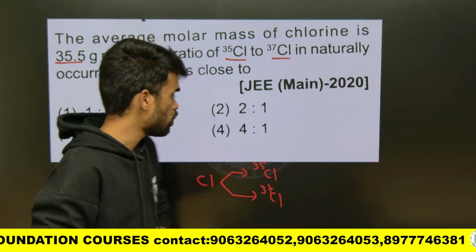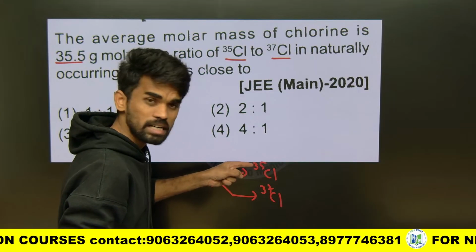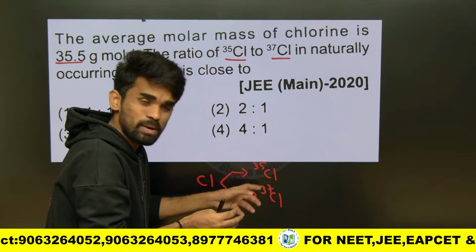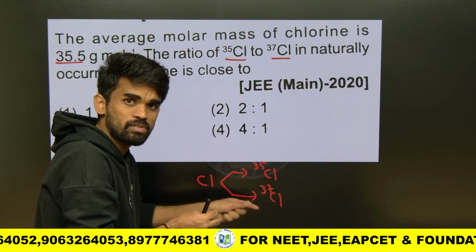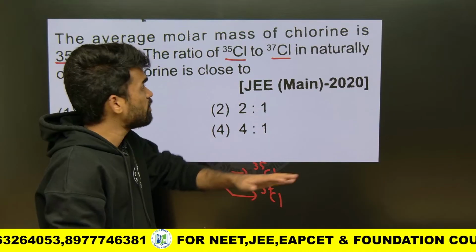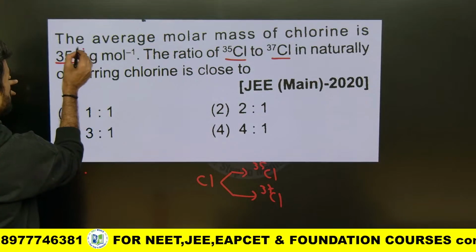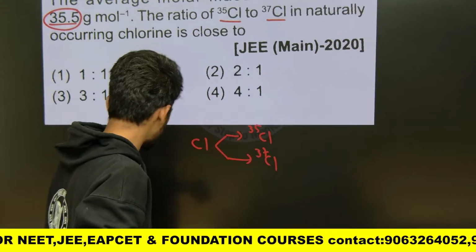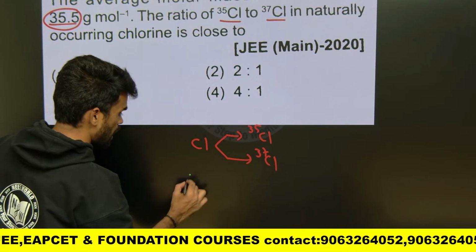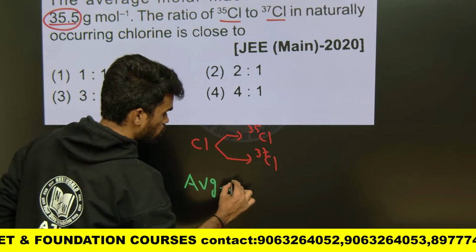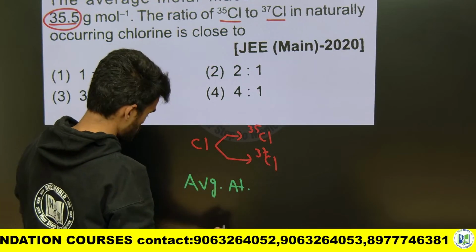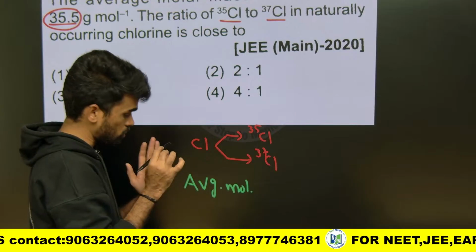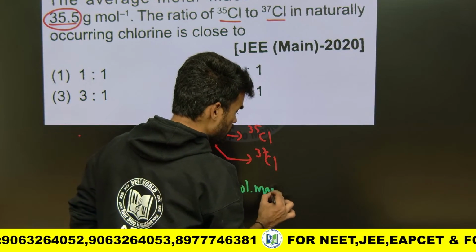Hope it is clear. Now we need to know the percentage abundance of chlorine 35 and chlorine 37. By considering the atomic masses of all the isotopes available for a particular element together, we get the average atomic mass. So 35.5 is the average atomic mass of chlorine. Now how can we calculate the average atomic mass? Whenever they ask for average molar mass or atomic mass, both are the same here. The molar mass formula is the same for both.